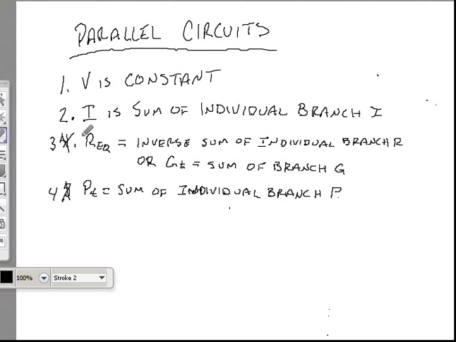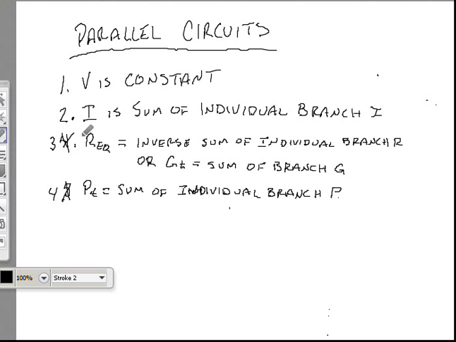First characteristic, voltage is constant. Because, of course, in a parallel circuit, they're all connected across the same source. Hence why they're in parallel. So voltage is constant. Current is the sum of the individual branch currents.